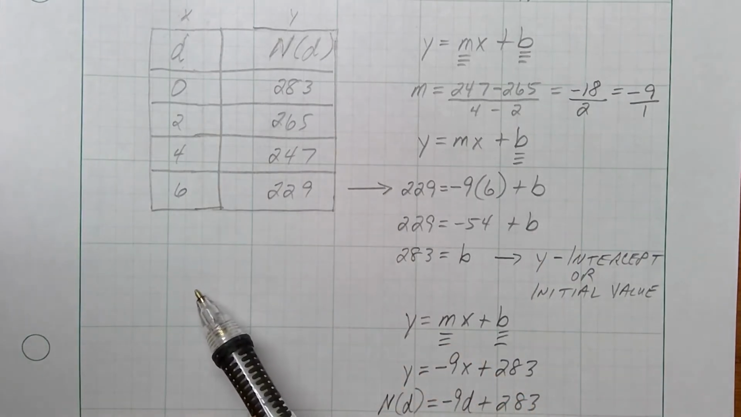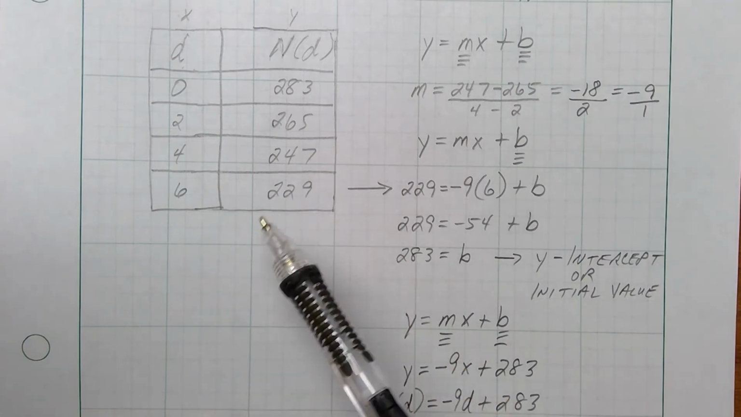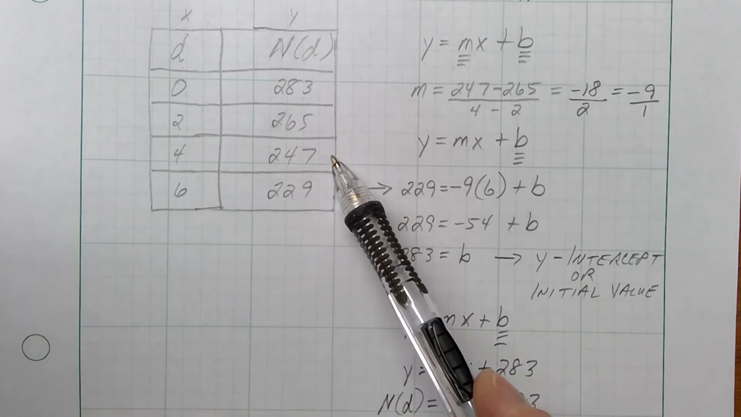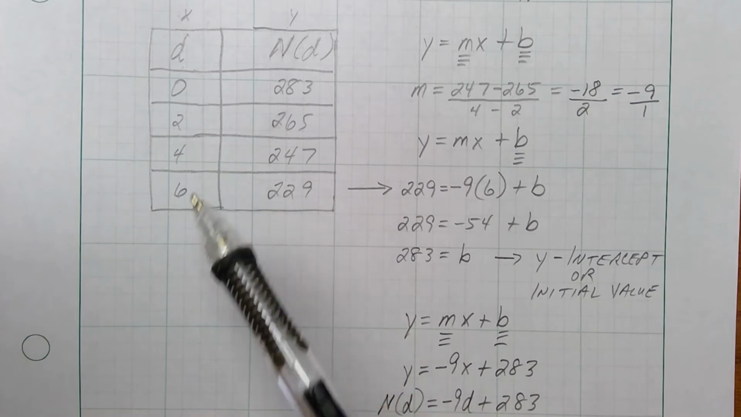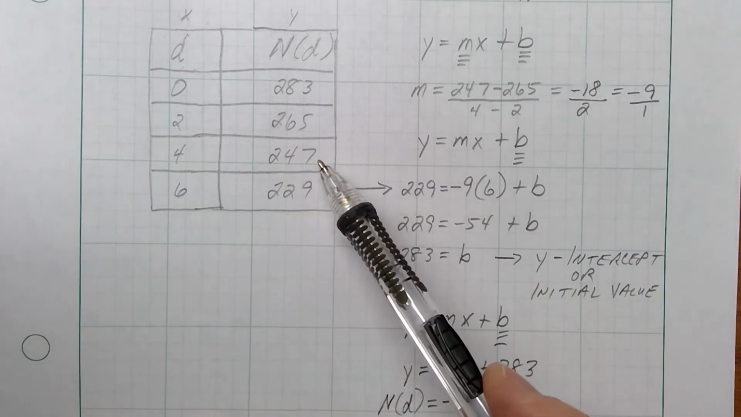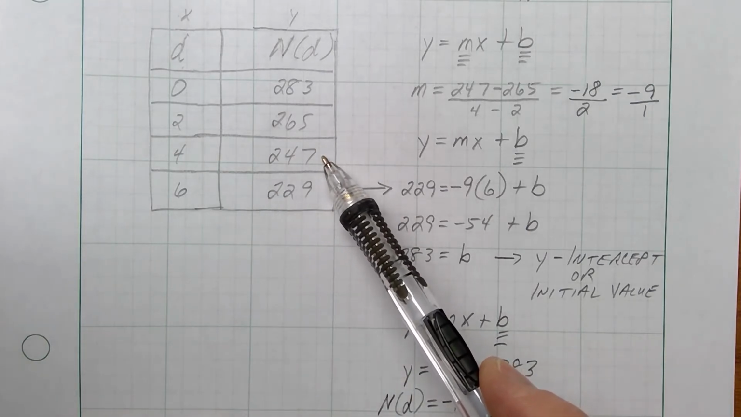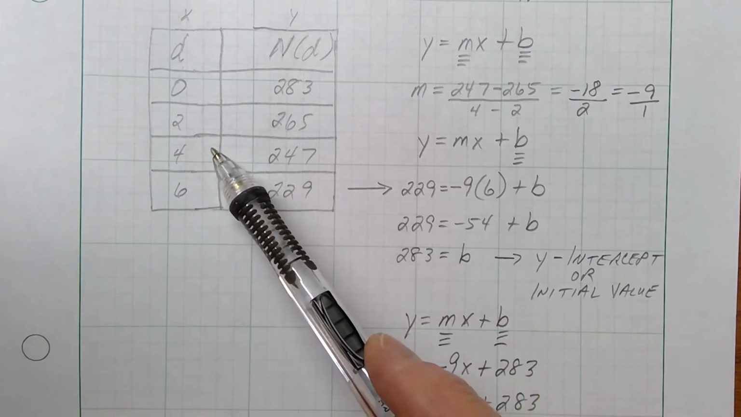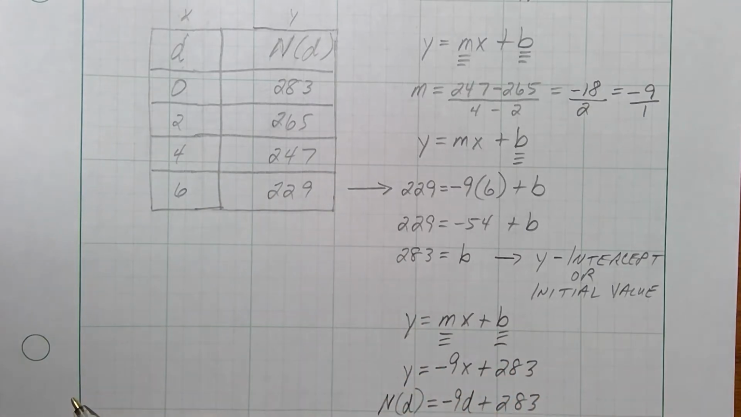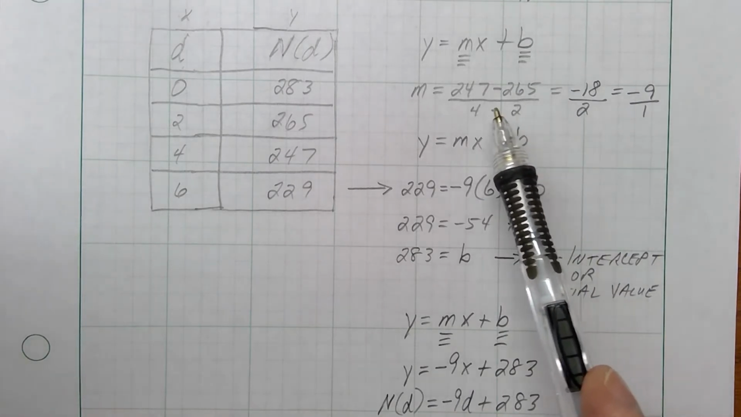You can start wherever you want in the table. Just go in the same order. I could have done 229 minus 247 over 6 minus 4. By the way, you can go the other way around if you want to. You can go 247 minus 229 over 4 minus 6. It all works out to be the same number. So that's where I got these numbers here.